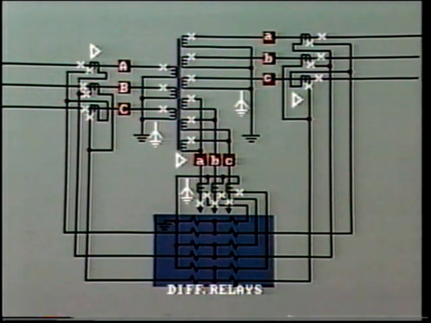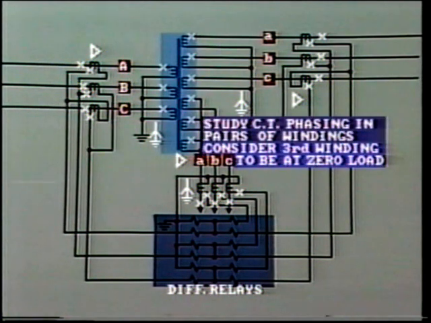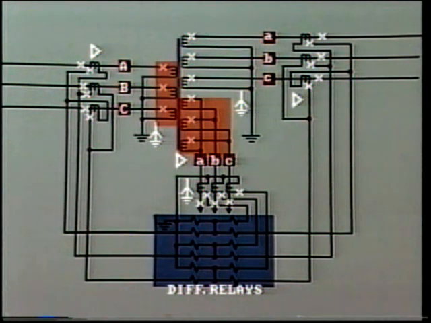Here is the three-line diagram. To determine CT and relay connections, we must carry out a phasing study. When dealing with multiple winding transformers, it's always advisable to study CT phasing in pairs of windings, considering the third winding to be at zero load. Let's start with the primary and tertiary windings.